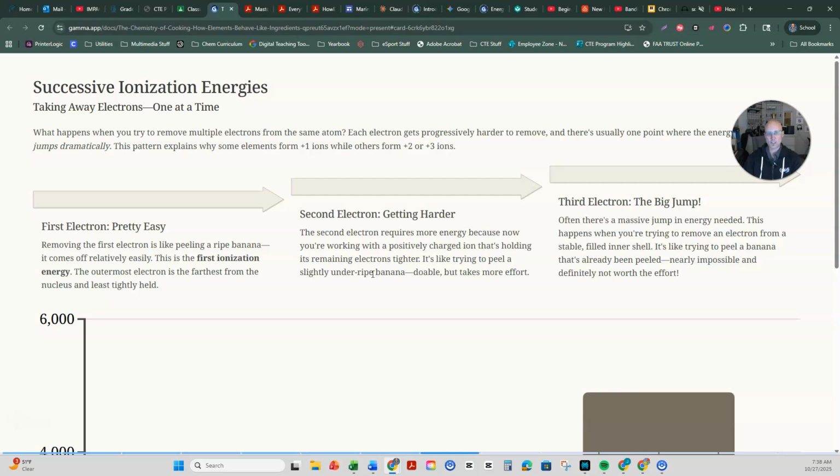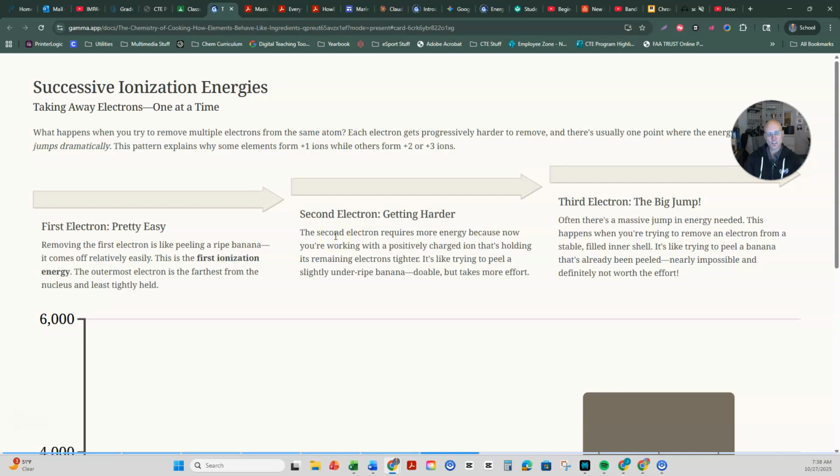First electron, pretty easy. Removing the first electron is like peeling a ripe banana. It comes off relatively easy. This is the first ionization energy. The outermost electron is the furthest from the nucleus and least tightly held. Remember, that's because the protons are positive and the electrons are negative.